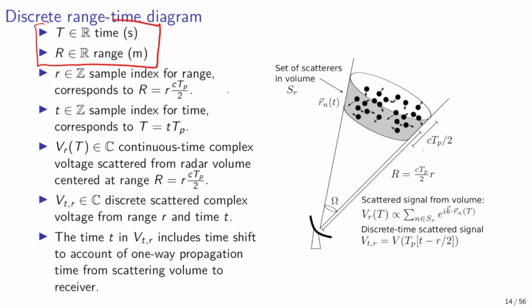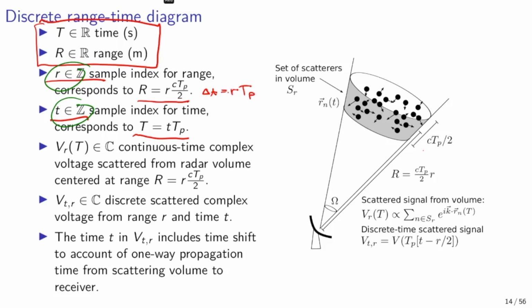Capital T and capital R denote continuous time and continuous range. A discrete range, lowercase r, is a sample index that denotes range. It can be related to continuous range using the following relation. Lowercase r can also be associated with time. This means that the discretized range index corresponds to a round-trip propagation time of the radar pulse. A discrete time sample index, lowercase t, can be related to continuous time using the following relation. Both lowercase r and lowercase t have the same sample length, t sub p. We can therefore use both interchangeably to denote range or time.